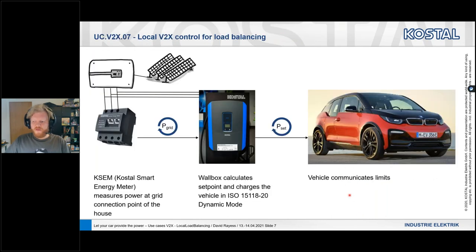And the process of the local load balancing mode: the excess or required power is measured periodically at the house connection point, and the wallbox calculates a new set point from the values and charges the vehicle accordingly. And in this scenario, the vehicle only communicates its limits.